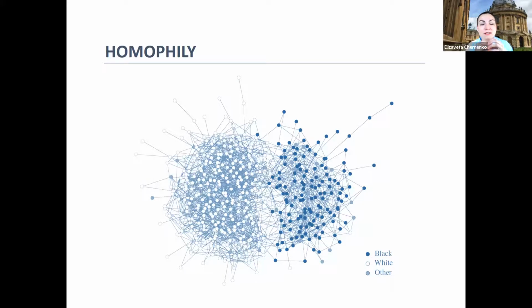But this property has been shown to be present with many other characteristics, not only race, but also language, culture, background, gender, etc. So there are two explanations for that property. One is that we just like those who are similar to us. It is easier for us to understand them. They might share the same interests, so there is so much to share with them, and it just comes easier.